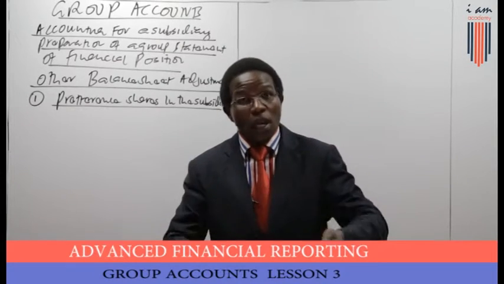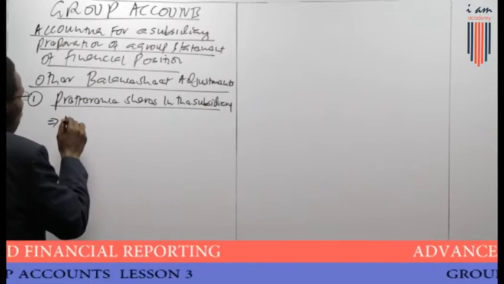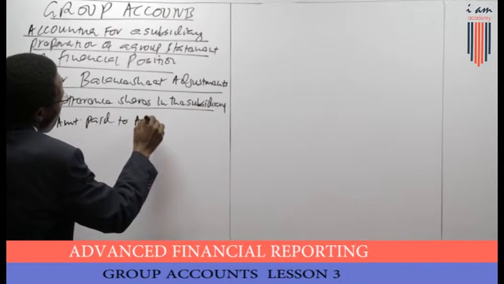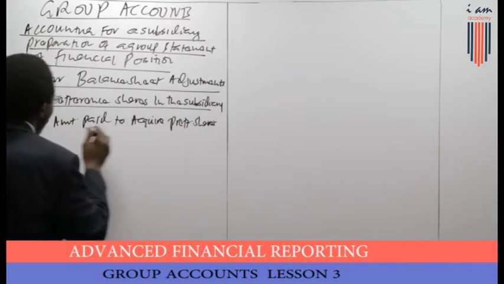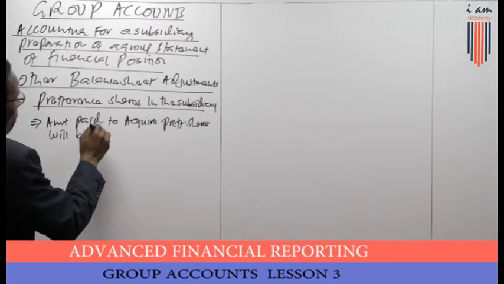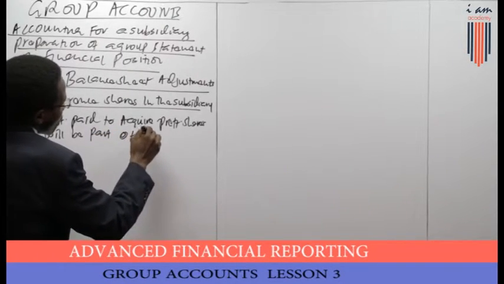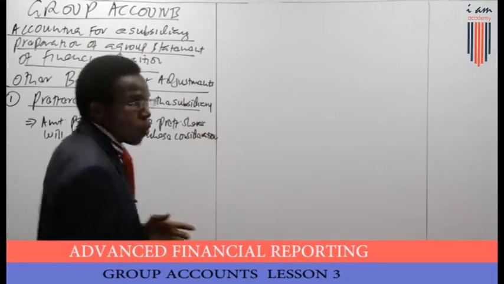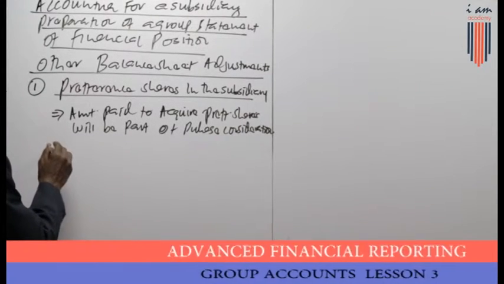But if they were acquired, the amount paid to acquire preference shares as a purchase consideration will be part of purchase consideration, and this purchase consideration will be used to determine our goodwill. Now, remember, we also talk about the group share.